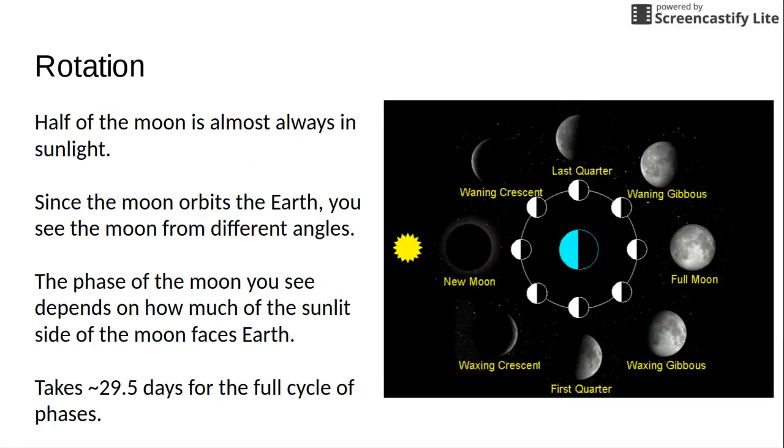Half of the moon is almost always in sunlight, and since the moon orbits the Earth, you see the moon from different angles. The phase of the moon you see depends on how much of the sunlit side of the moon actually faces the Earth. And it takes about 29.5 days for the full cycle of the phases, or about 1 month.